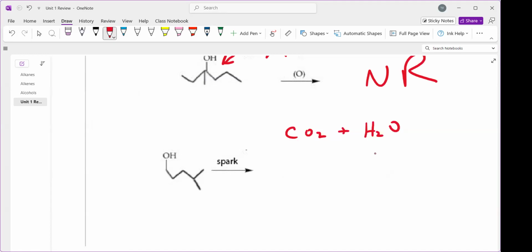Okay, what if, instead of sparking it, we oxidized it instead? Whenever we oxidize anything, we have to determine whether it's primary, secondary, or tertiary. So what's this one? Primary. Now, the important thing about primary is we have two hydrogens there. So if we have 2 hydrogens on the carbon with the hydroxyl group, we can oxidize it twice. So the first time we oxidize, we get an aldehyde.